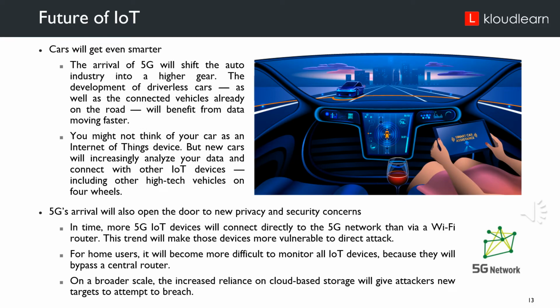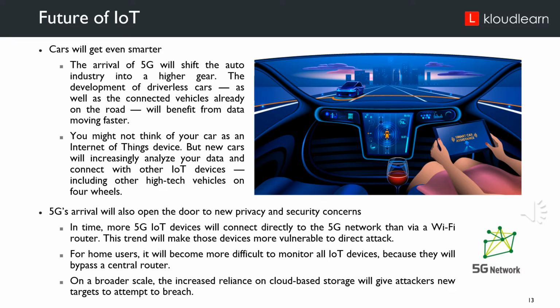Cars will get even smarter. The arrival of 5G will shift the auto industry into a higher gear. The development of driverless cars, as well as connected vehicles already on the road, will benefit from data moving faster. You might not think of your car as an Internet of Things device, but new cars will increasingly analyze your data and connect with other IoT devices, including other high-tech vehicles on four wheels.